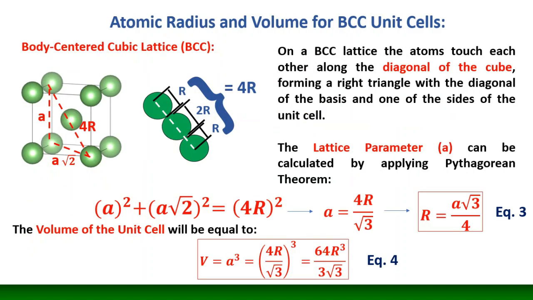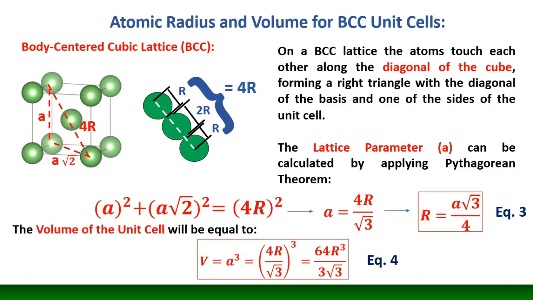Now let's see how to calculate the atomic radius and the volume for a BCC unit cell, okay? Again, here on the left, we have the body centered cubic unit cell represented. It's very important that we understand how to visualize a right triangle inside this unit cell, because that right triangle is going to allow us to use the Pythagorean theorem that we learned from geometry, and that's how we are going to derive both the radius and the volume of a BCC unit cell.